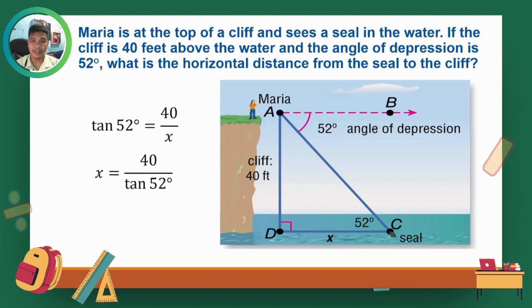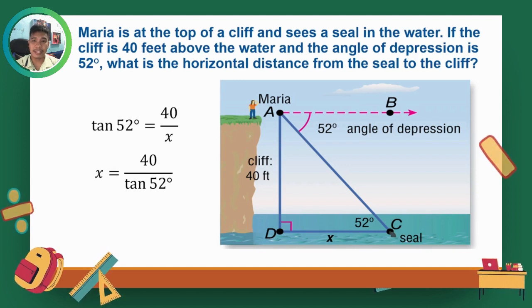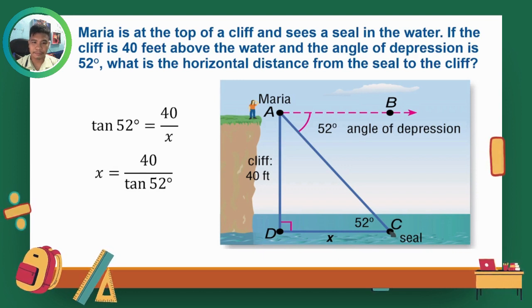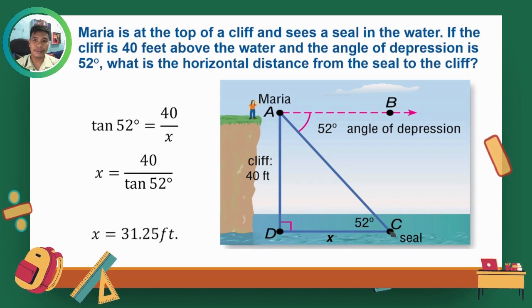Using our scientific calculator, we calculate for the value of X by 40 divided by tangent 52 degrees. And we will get X equal to 31.25 feet. So therefore, the horizontal distance from the seal to the cliff is 31.25 feet.